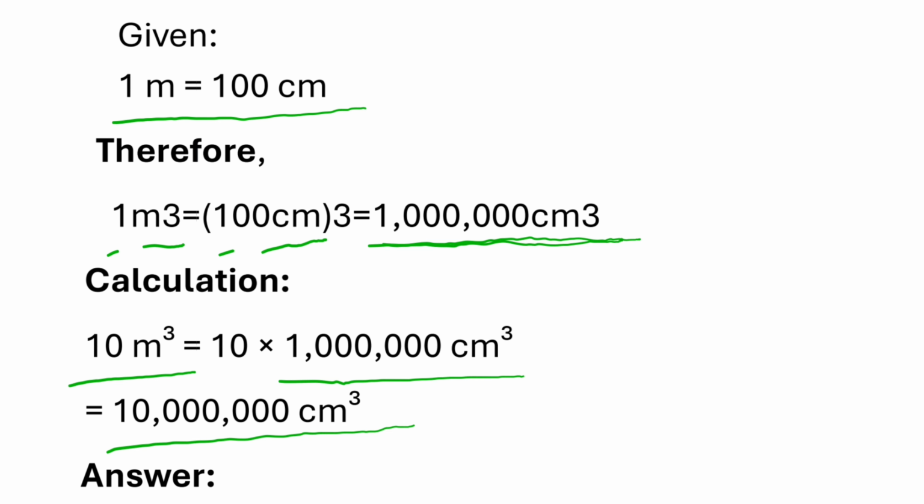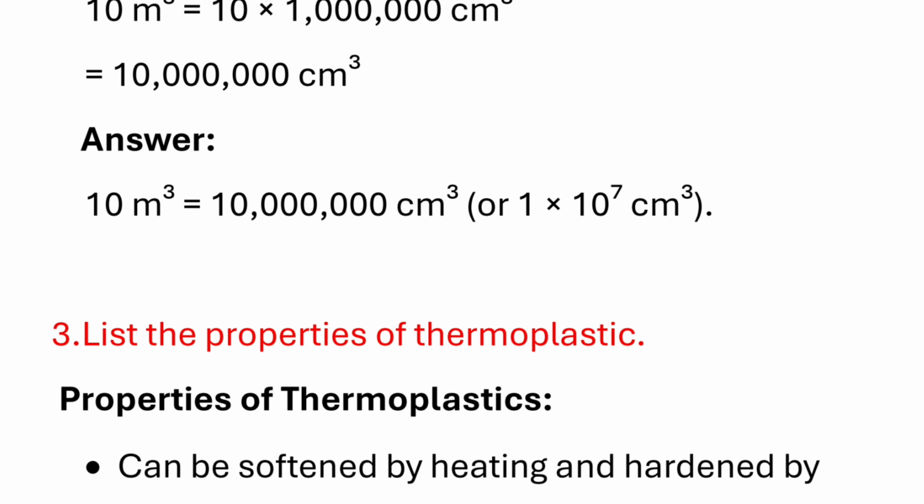The final answer is 1 crore centimeter cube. You can write this 1 crore in terms of 1 into 10 to the power of 7, counting the zeros: 1, 2, 3, 4, 5, 6, 7 zeros. So 1 into 10 raised to 7 centimeter cube. You can write the answer like this also.